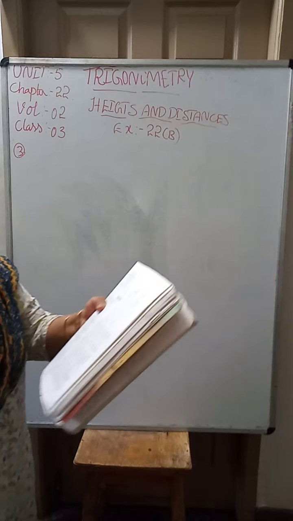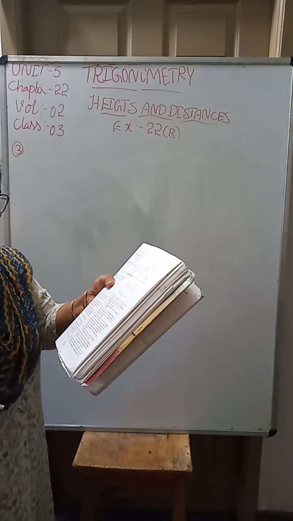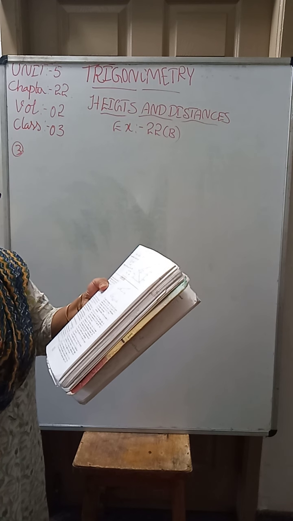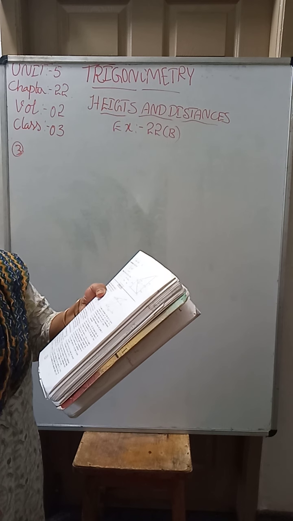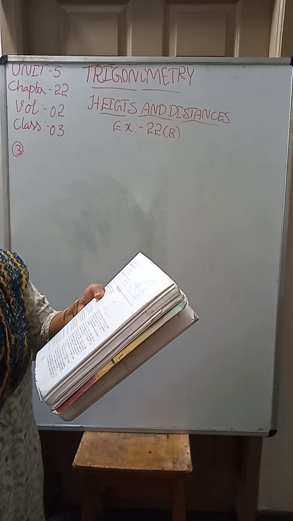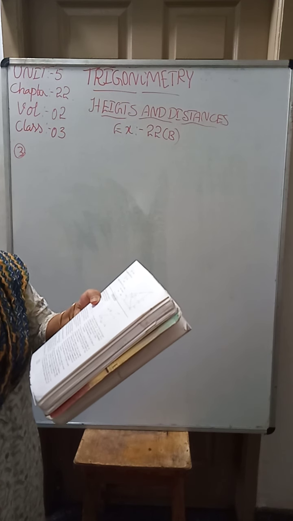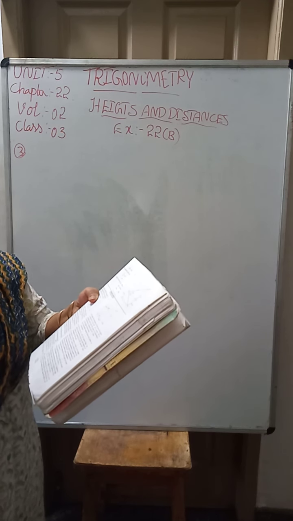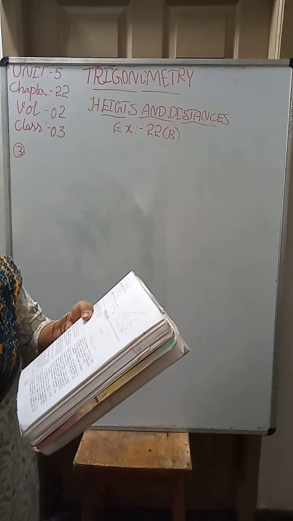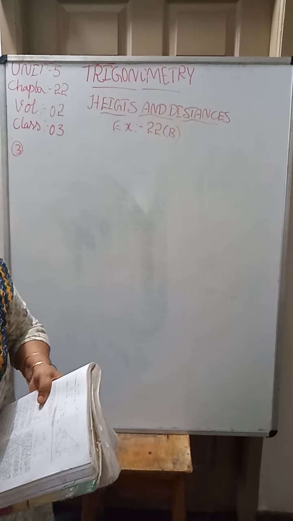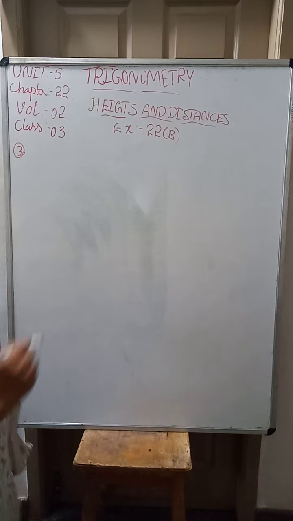The third problem says that find the height of the building when it is found that on walking 40 meter towards it in a horizontal line through its base, the angular elevation of its top changes from 30 to 45 degree. Angle of elevation changes from 30 to 45 degree.